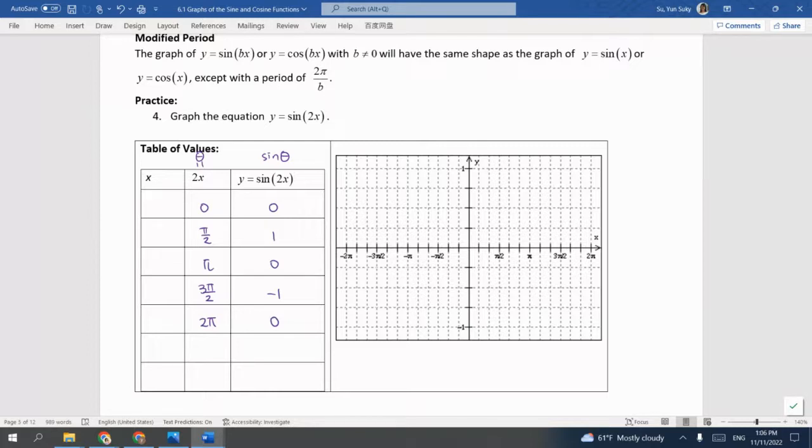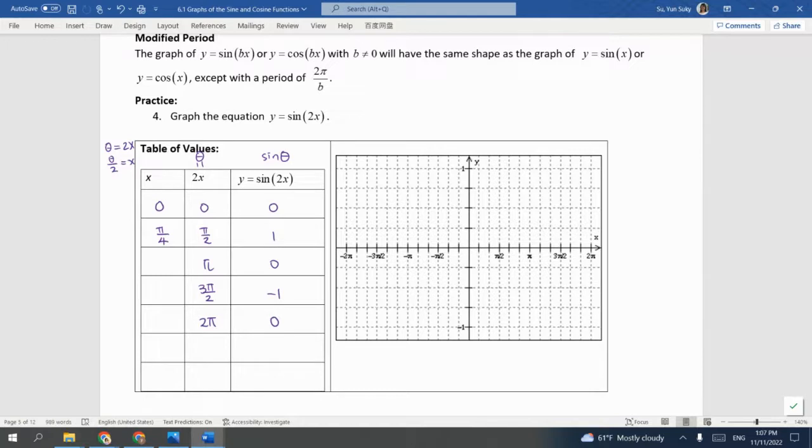And then you figure out what's the x. So here I got theta is 2x. How do you find x? You divide both sides by 2. Yes, everybody? How do we find x? Both sides divided by 2. See, my theta is 0. When you divide it by 2, what do you get? 0. Exactly. And when my theta is pi over 2, when you divide it by 2, what do you get? Pi over 4.